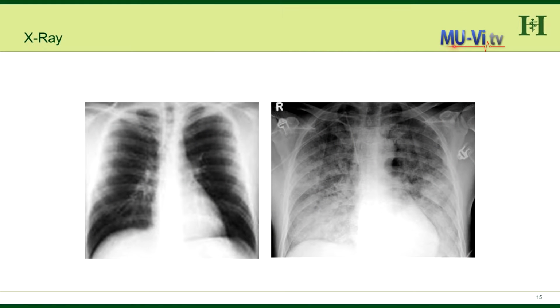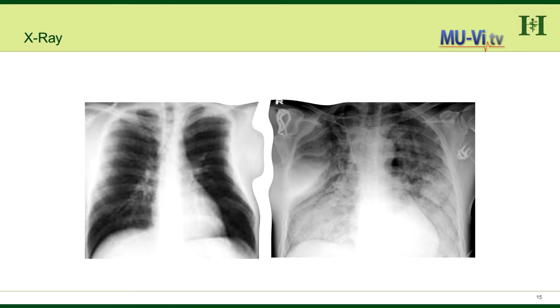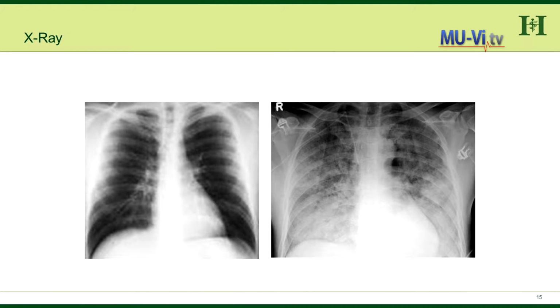On the right-hand side, normal X-ray of the chest. On the left-hand side, what is it? Pulmonary edema, congestion. The heart is a bit too large. You see, if you compare these two hearts, the lungs are white, and what you see here, the white parts of the lungs, is edema.